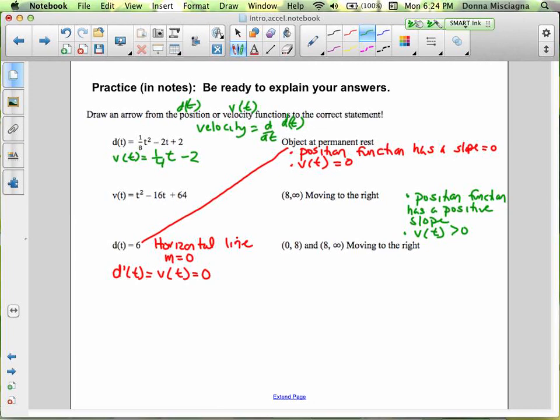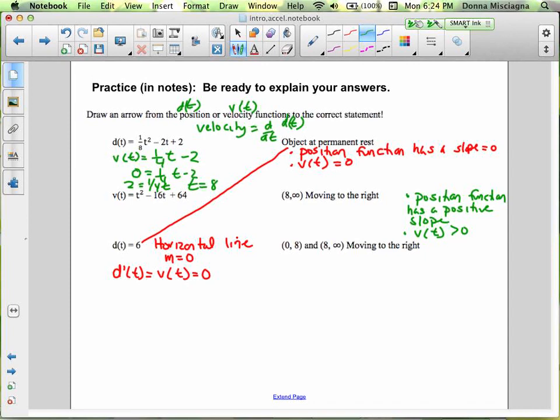I think it'll be easier to work with the velocity function, right? So to find out when the velocity is greater than 0, let's set it equal to 0. So we have 0 equals 1/4 t minus 2. Add 2 to both sides, so 2 equals 1/4 t. And then if we multiply both sides by 4, t equals 8. All right, so at 8, our velocity is going to be 0. Well, what happens for values that are less than or greater than 8?